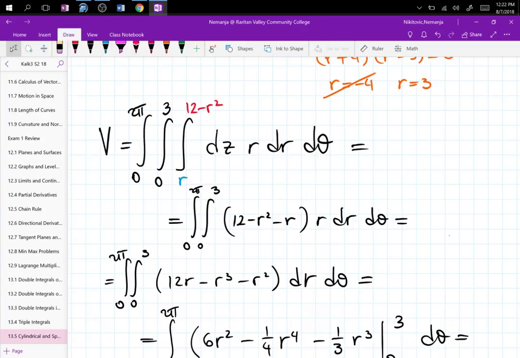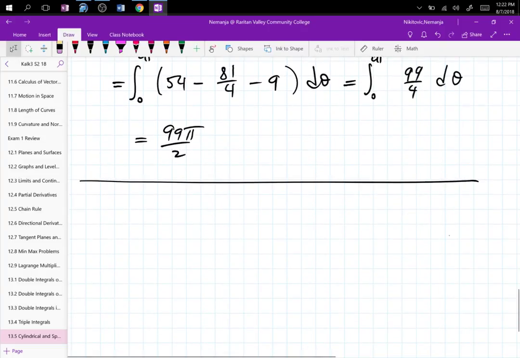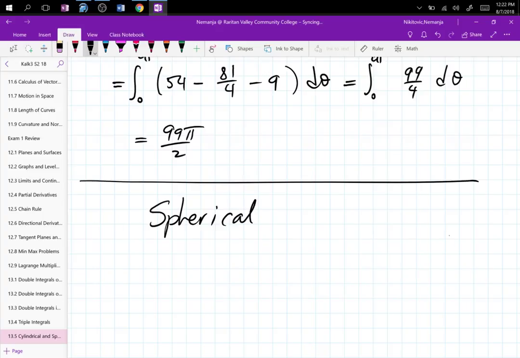So that's cylindrical coordinates. That's the straight up upgrade to what we have for polar coordinates. Let's open the gates of hell. Spherical coordinates.